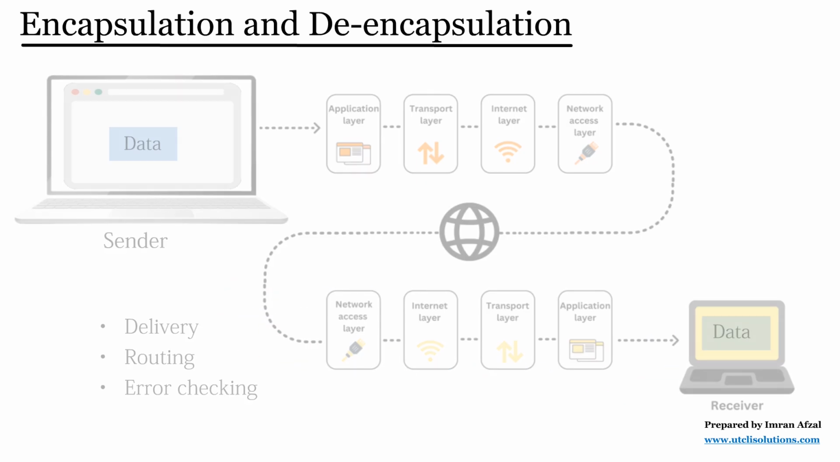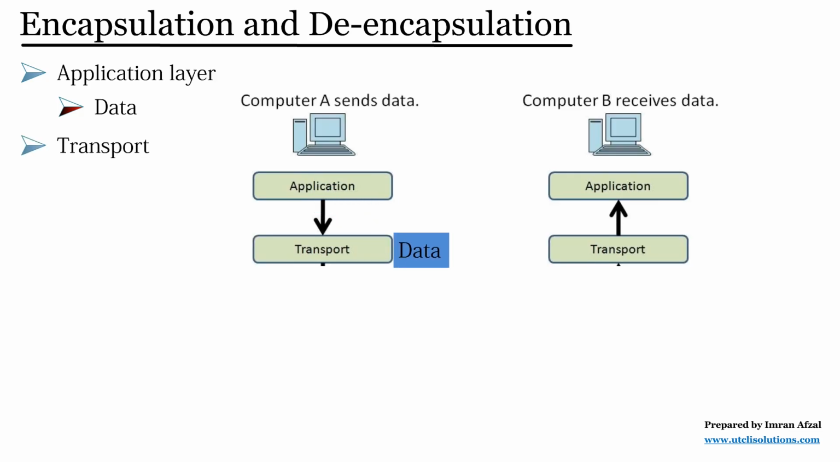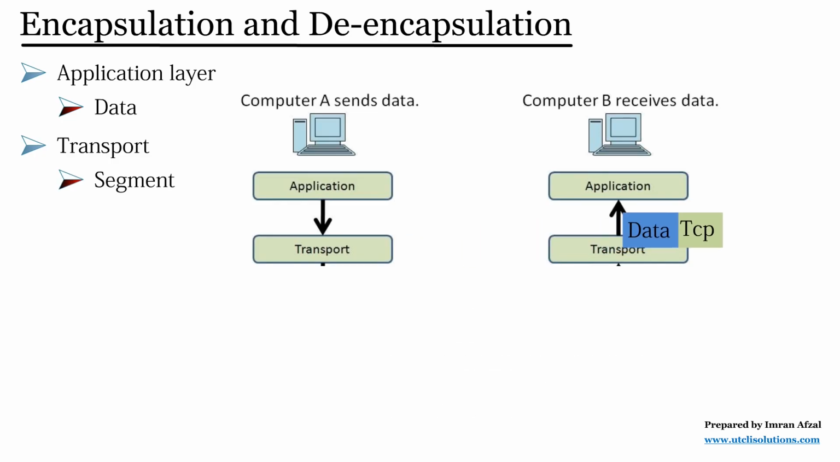So, at the application layer, the browser generates the request. This is the original data without any networking headers. It is passed to the transport layer where the TCP protocol adds a header. This header includes source and destination port numbers, sequence numbers, and control flags. The result is called a segment. The segment helps the receiving device understand how to reassemble the data and which application should handle it.